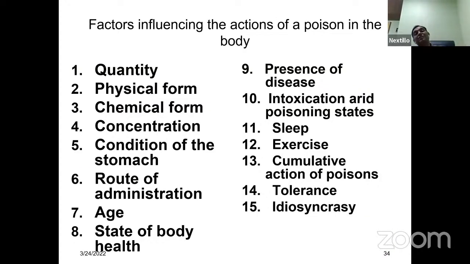Factors influencing the action of a poison in the body: the quantity, physical form, chemical form, concentration, and condition of the stomach, whether there is an ulcer or any other problem. Route of administration: if inhaled, it will be more toxic; ingestion is comparatively less toxic than inhalation. Age: older people and pediatric populations are more sensitive. State of body health, presence of disease, intoxication, sleep, and exercise may also affect it. Cumulative action of poisons, tolerance, and idiosyncrasy definitely have a role in poisoning.